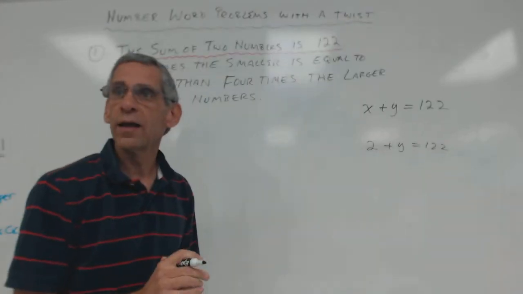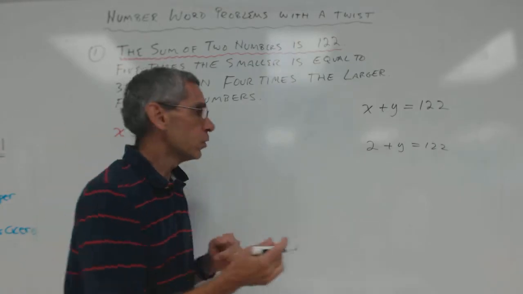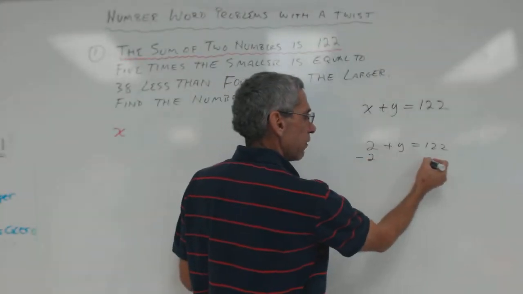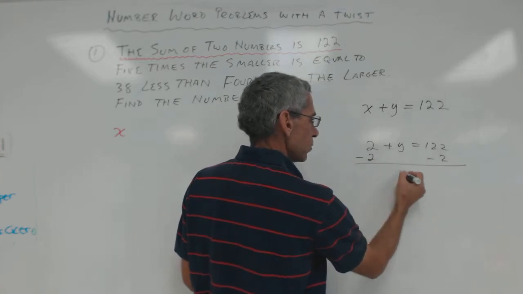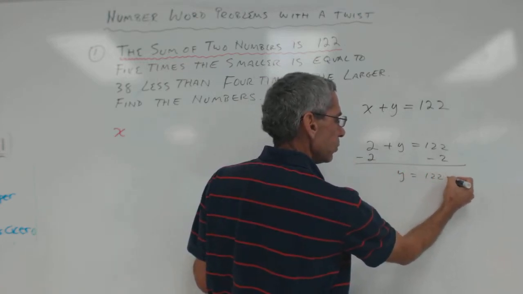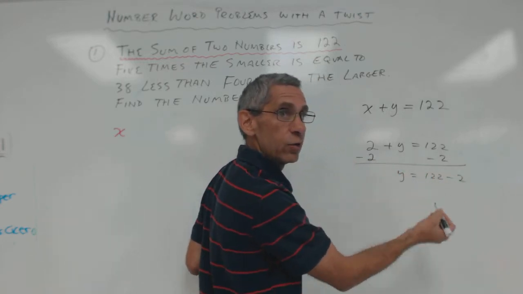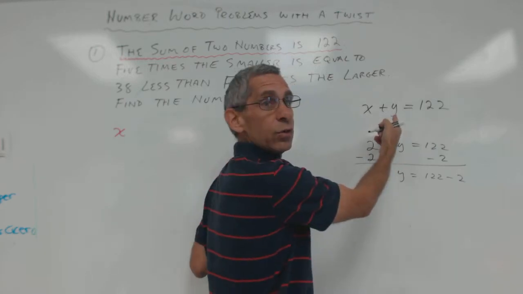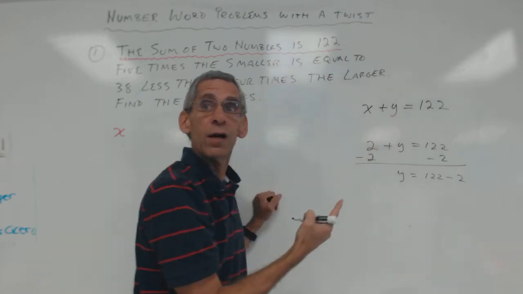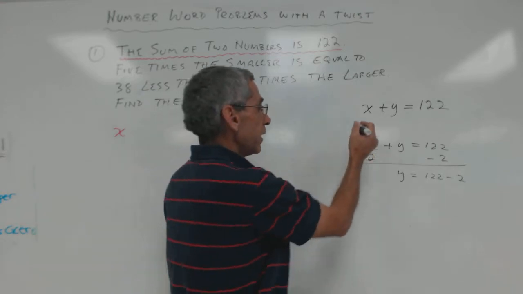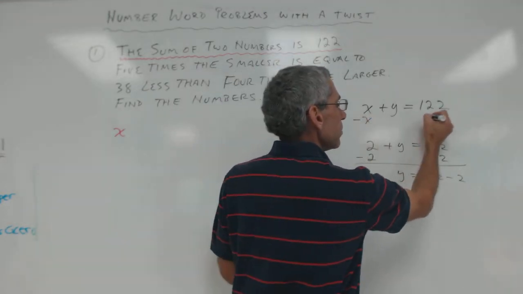How would you solve for y? What would you do? You'd subtract the 2, right? Everybody agree? Subtract 2. So that means y is equal to 122 minus 2, which is 120, right? How would you solve for y here? You would minus the x, minus the x, minus the x.